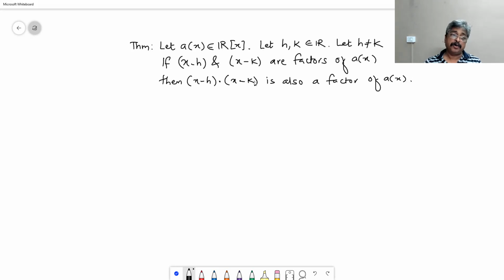Okay, this is not true in case of integers. We have studied that in number theory. If n1 divides a and n2 divides a, then n1 into n2 divides a is a false statement over there. However, in polynomials, it is a true statement. I give you 5 minutes to think and come up with your own proof.